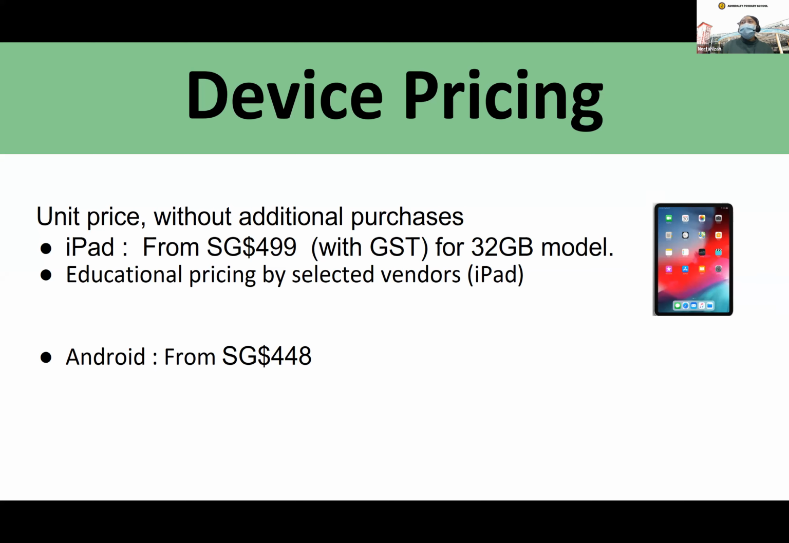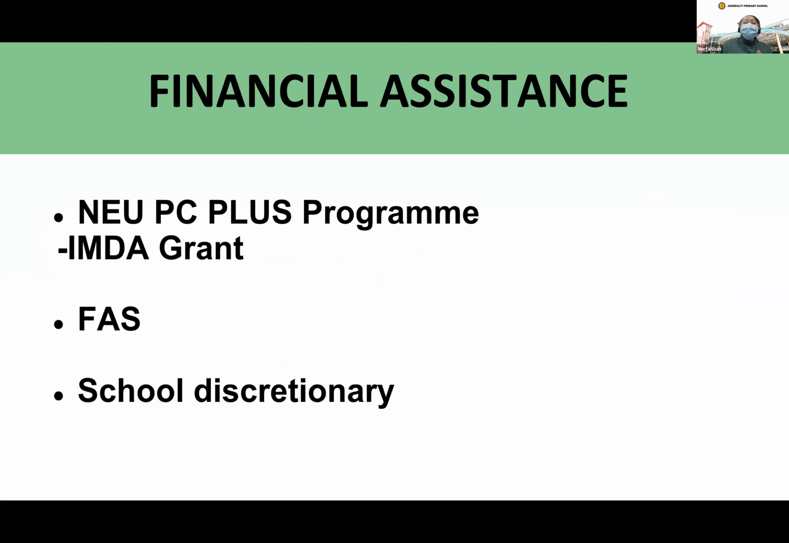We may update you again later once I have news about the new generation iPad. For students who are under financial assistance, we have this grant by IMDA whereby they will be giving us about 70% subsidized. Also, if you don't fall under FAS but fall under school discretionary, the school will also subsidize the cost of the devices. So this year, other than just the IMDA grant, the school gives a further subsidy of the device cost. Roughly this year, the children under financial assistance only need to pay about $70 per device.